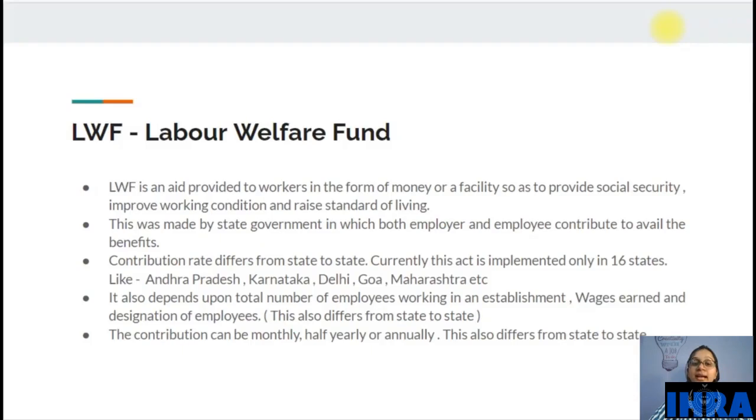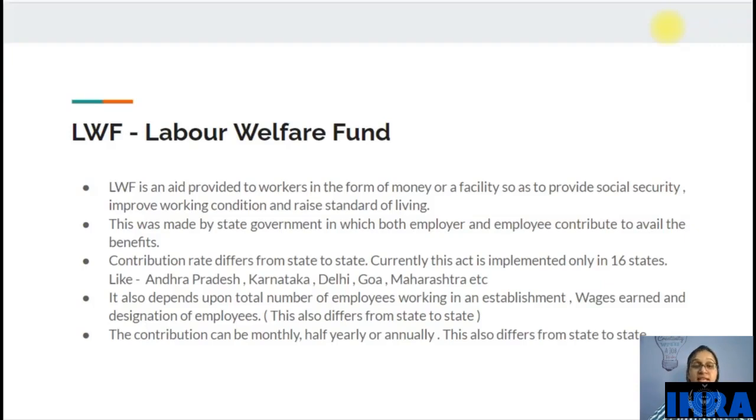Now we'll talk about LWF. LWF is the Labor Welfare Fund. This is a government social security scheme. It is an aid provided to the workers in the form of money or a facility so as to provide social security, improve working conditions, and raise standards of living. So this is a social security scheme launched by the government of India to help the worker class in the form of money.